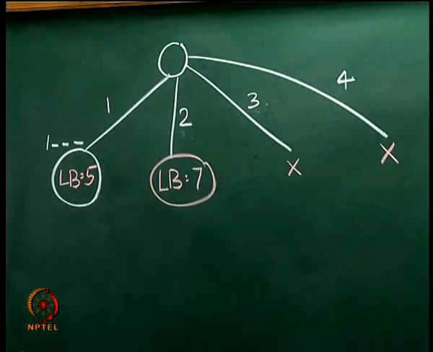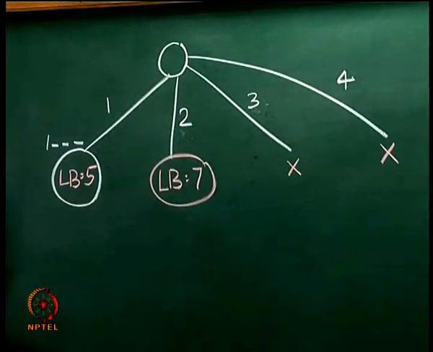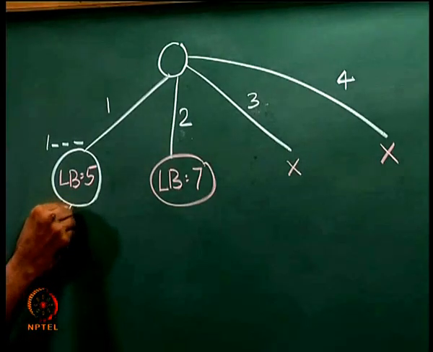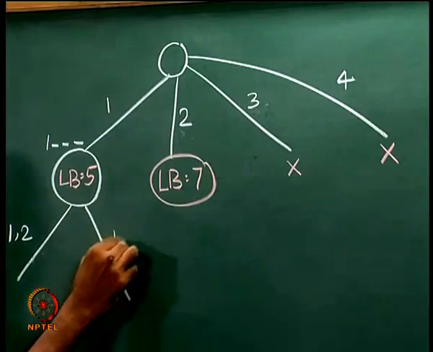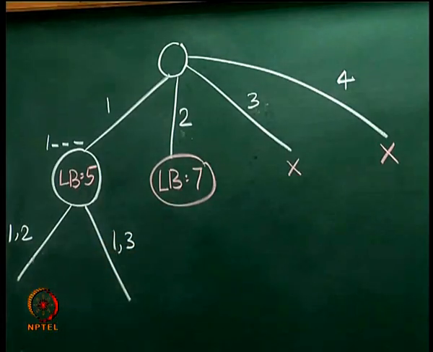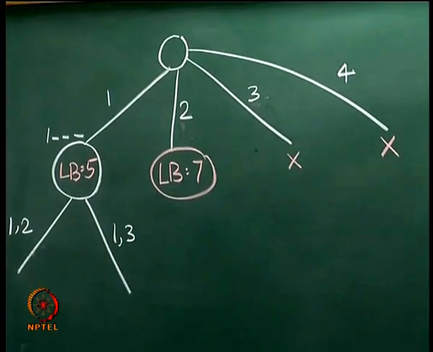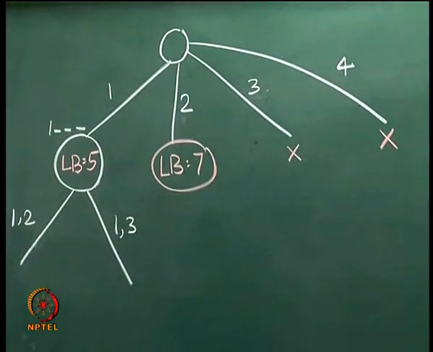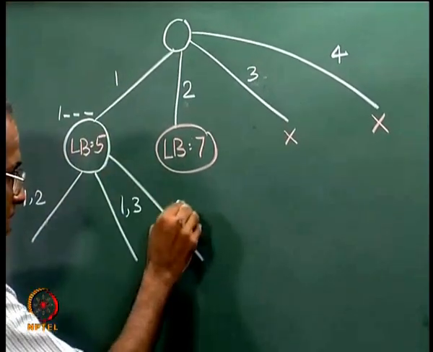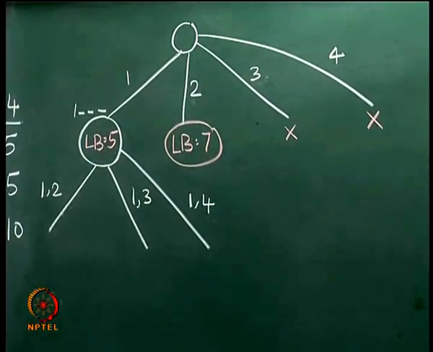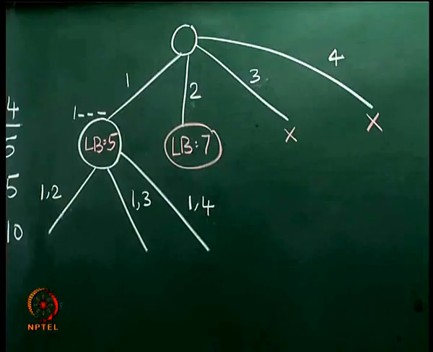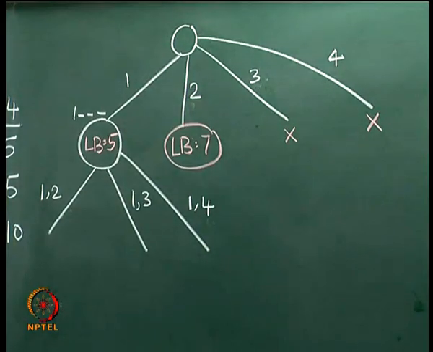So now I branch again. Here I branch with 1 2, 1 3, and I can actually branch on 1 4. So I could branch on 1 4 also. So let me just keep 1 4 also here. Now we can continue this idea of the preemptive EDD. Let me just explain the preemptive EDD for 1 2.